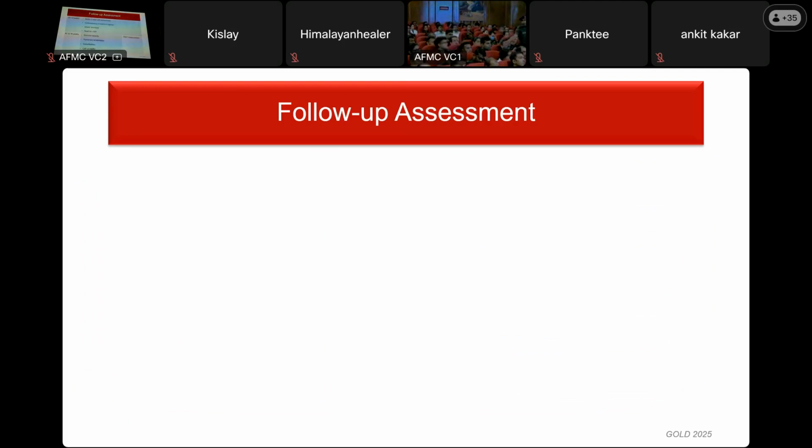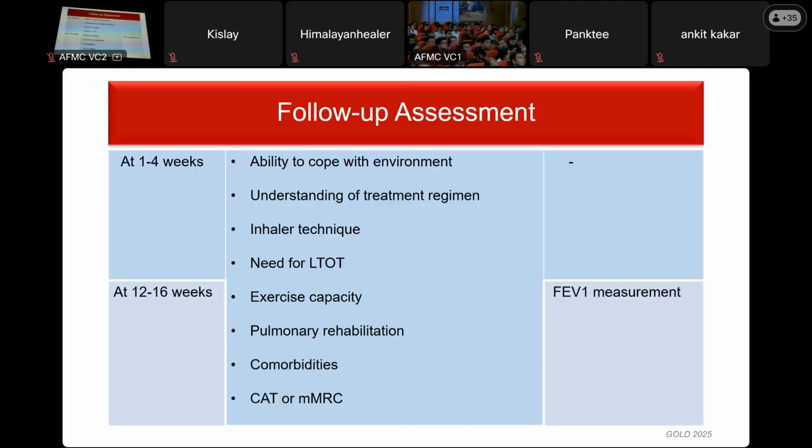Next. So basically, what we want to do is confirm that the patient understands his medication, is able to take it, and that his technique is proper. This is the right time to institute some non-pharmacological therapies like pulmonary rehab, and the patient should be educated about his disease. Besides this, the comorbidities that the patient has should also be looked at this time, and at 12 weeks, at 3 months, is the time when we do a repeat spirometry.